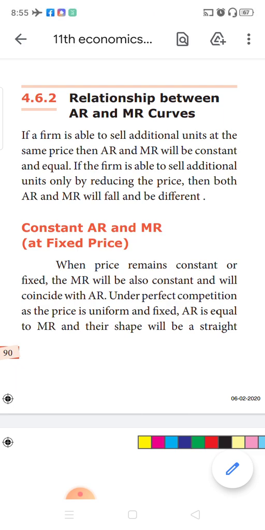What is the relationship between AR and MR? See, the relationship between AR and MR can be understood under two conditions. The first condition is when the price is remaining constant. What is the relationship between AR and MR? Next is when the price is falling down. What is the relationship between AR and MR? So these two we are going to see now.